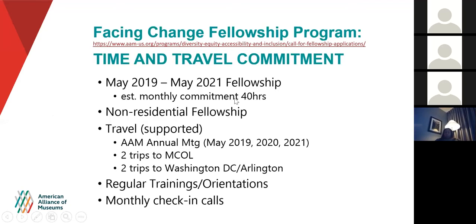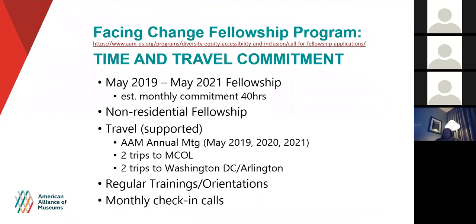Time and travel commitment. So this is very interesting. We have designed the fellowship as a non-residential fellowship. We've had several questions related to that. I'm going to try to get to some of them here, but please ask additional questions if this is not clear. The fellowship runs the course of the initiative from May 2019 through May 2021. We're estimating a monthly commitment of 40 hours.